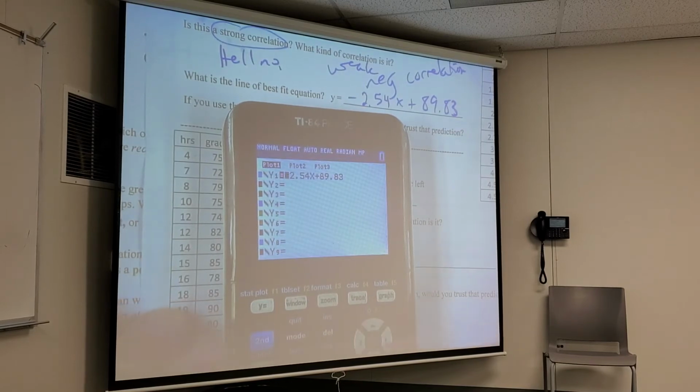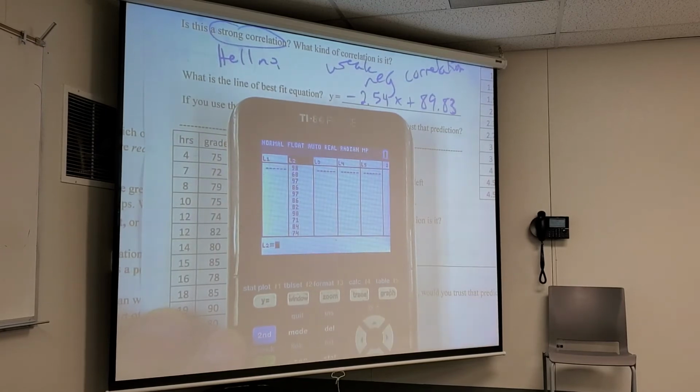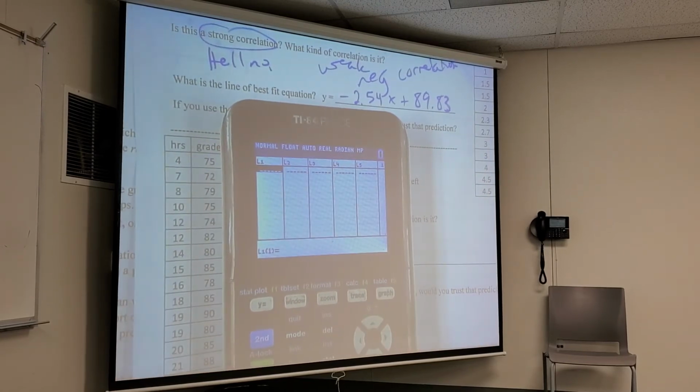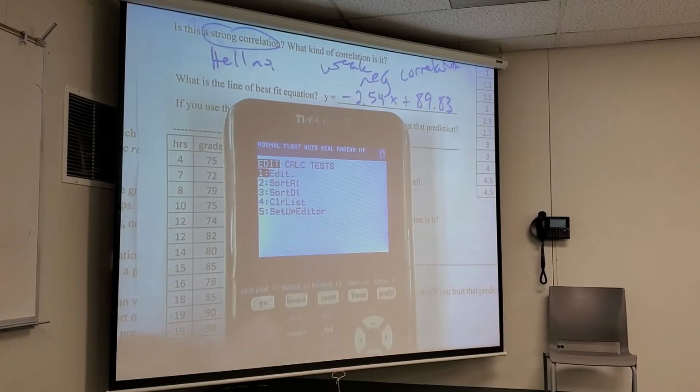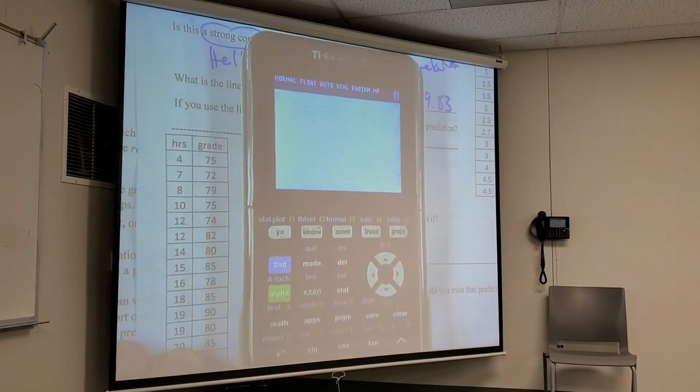So you guys try the second set. What I would do is clear out L1. Don't ever hit delete, because that's when you lose a list. If you lose a list, hit stat, set a better. And if you don't remember that, just print out the guide I put up on the website. It's amazing.